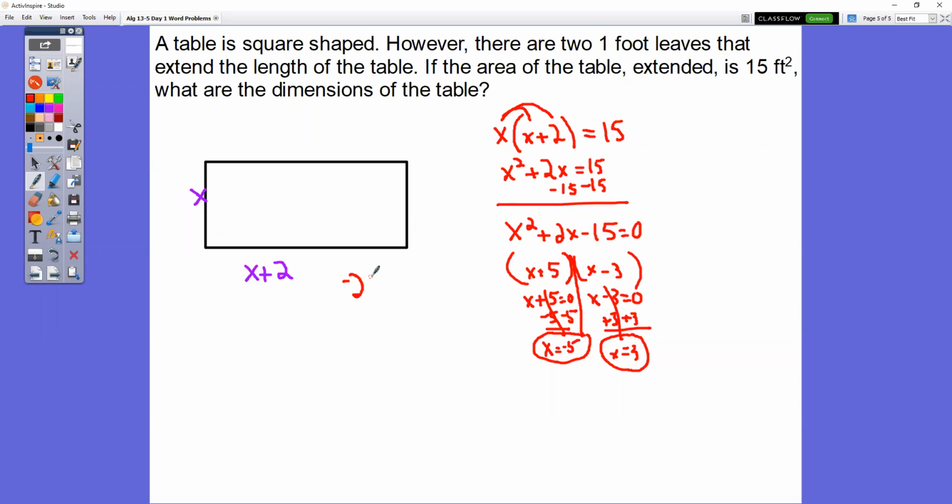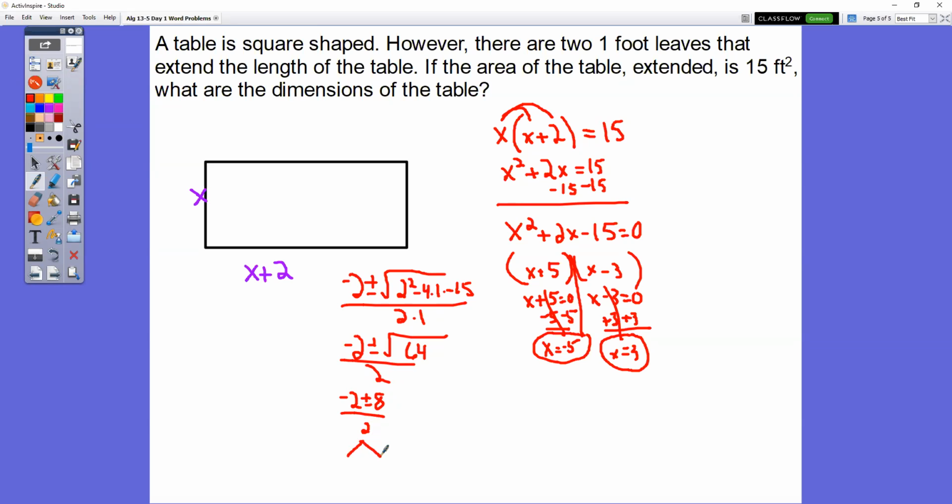So negative b plus or minus the square root of b squared minus 4 times a times c, all over 2 times a. So we have negative 2 plus or minus the square root. When you type that in, you would have 4 plus 60, which is 64, all over 2. Square root of 64 is 8. That is a perfect square.